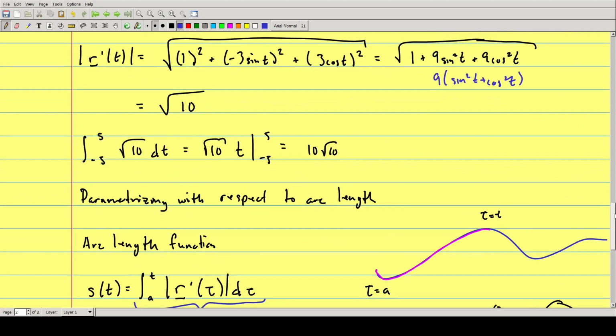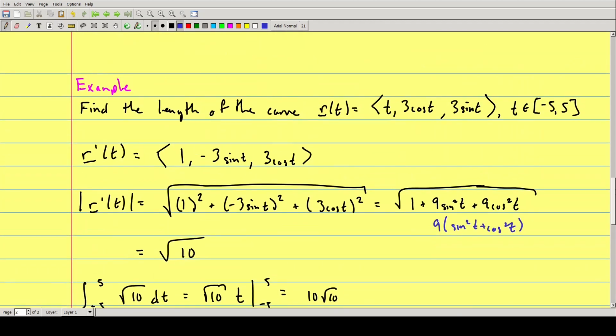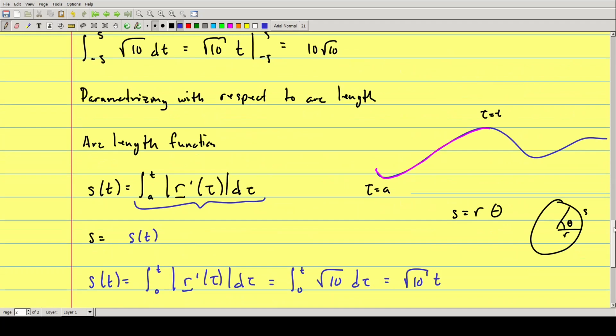Was it sine then cosine? Yeah, or cosine then sine. All right.